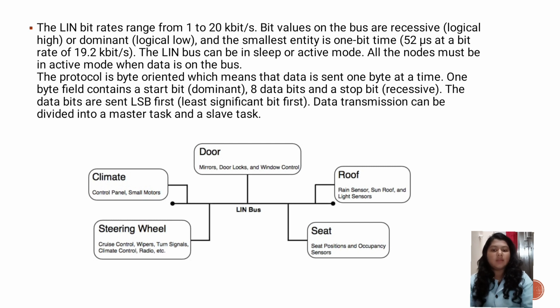The LIN bus can be in a sleep or an active mode. All the nodes must be in active mode when data is on the bus. The protocol is byte oriented, which means the data is sent one byte at a time. One byte field contains a start bit, 8 data bits, and a stop bit. The data bits are sent LSB first. Data transmission can be divided into master task and slave task. Here we can see the LIN bus in vehicles, how it operates through a LIN bus.